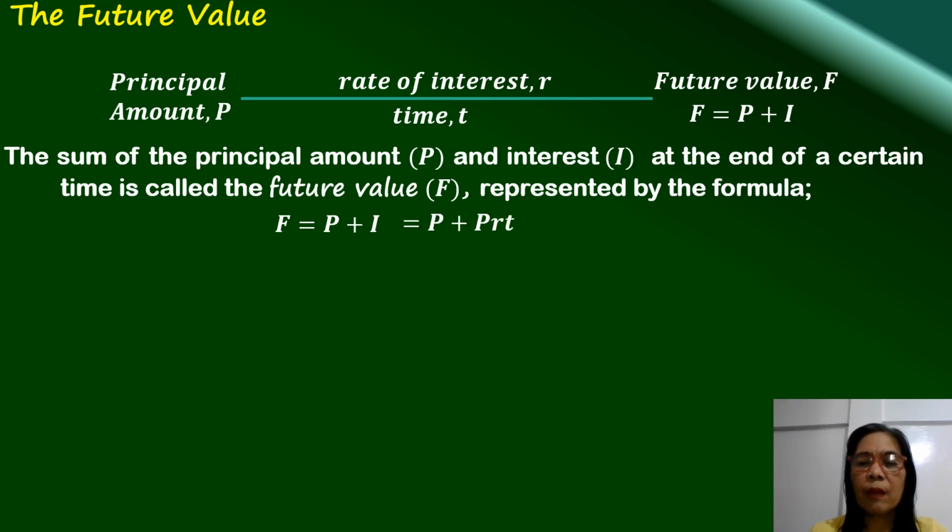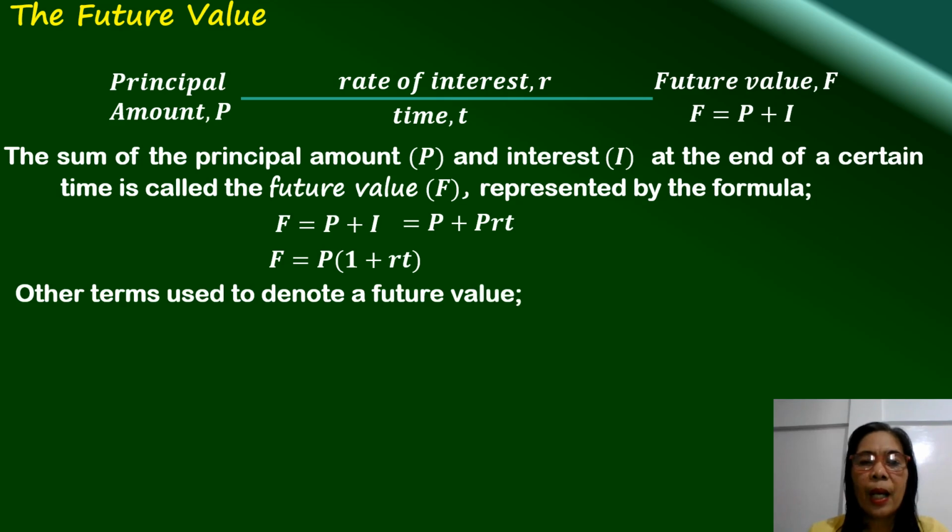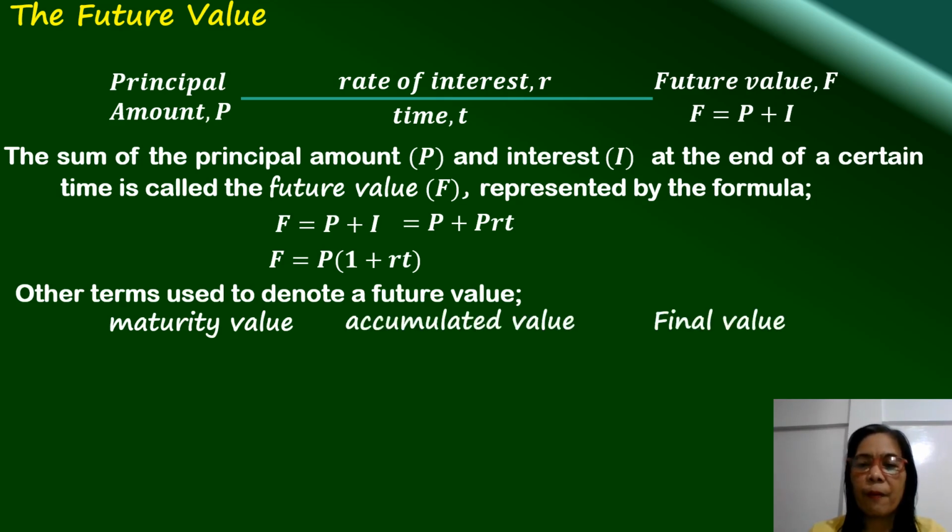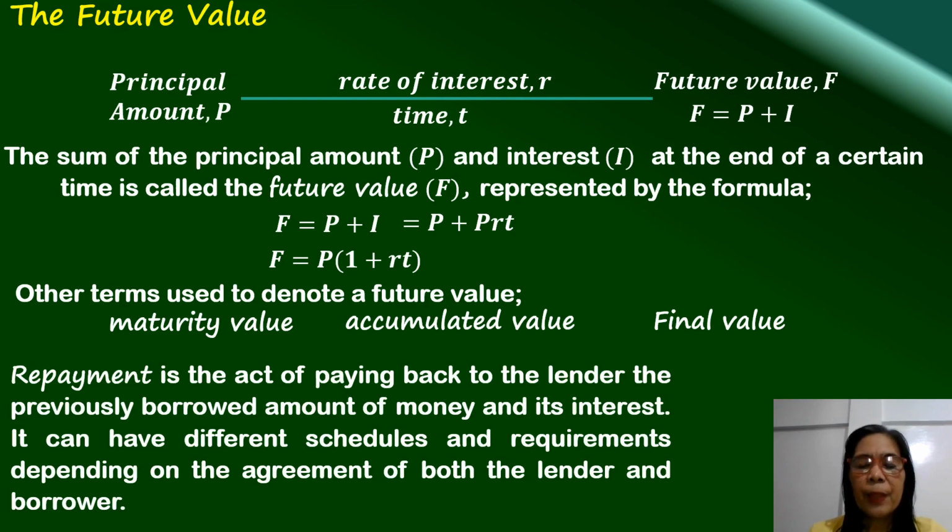And since we know that the interest is equal to the principal amount times the rate times time, we have the future value of the money is now equal to the principal amount times 1 plus the rate of interest times the time. Other terms used to denote a future value, we have the term maturity value, accumulated value, or the final value. Repayment is the act of paying back to the lender the previously borrowed amount of money and its interest. It can have different schedules and requirements depending on the agreement of both the lender and borrower.